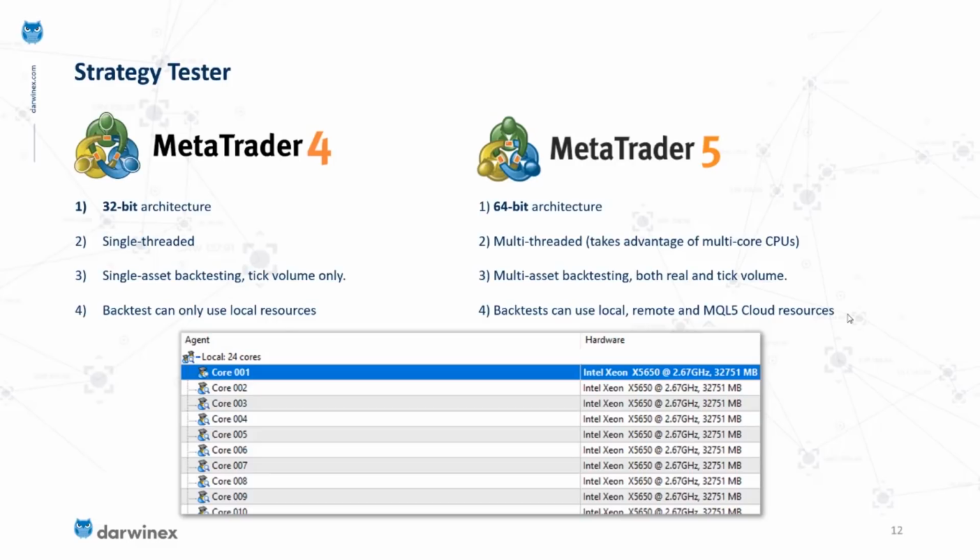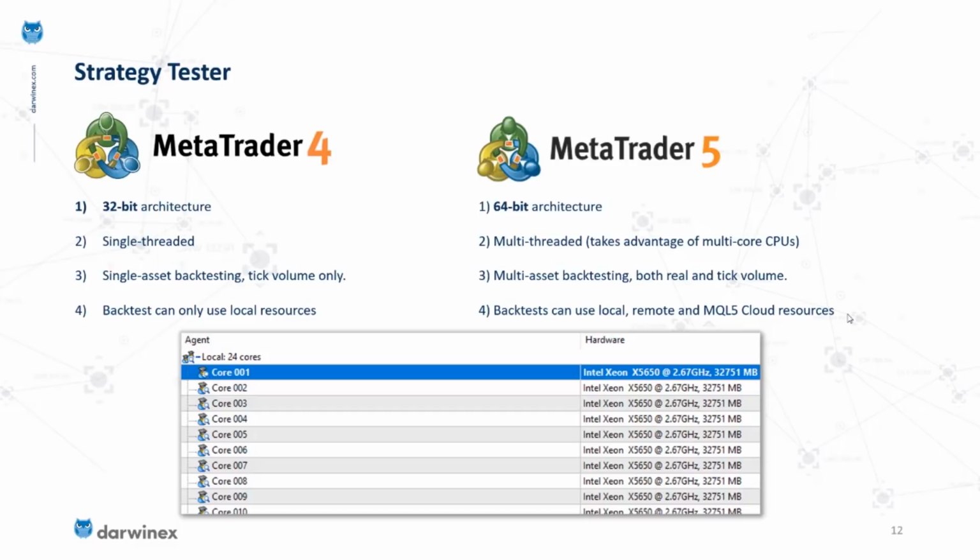MT4 has single asset backtesting. So when you open up the strategy tester in MT4, you can only backtest a particular strategy one symbol at a time. And in terms of volumes, you only have tick volume available in MetaTrader 4, and tick volume translates to the frequency at which price arrives into your chart, into the terminal. That's tick volume: the number of ticks per certain unit of time that you're following the chart on.